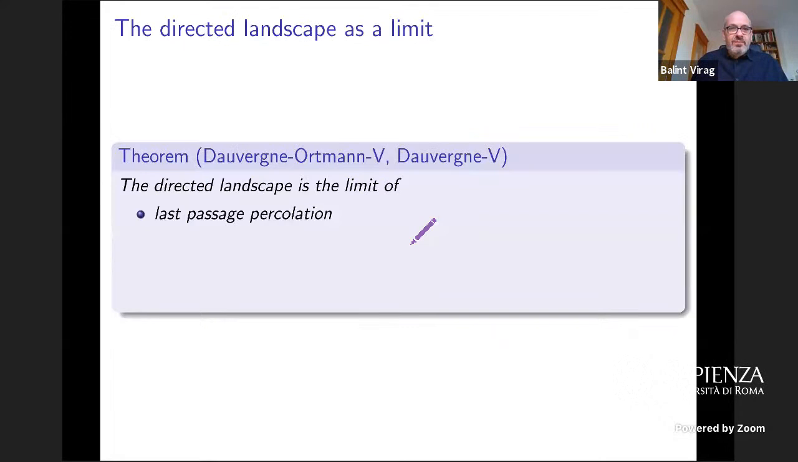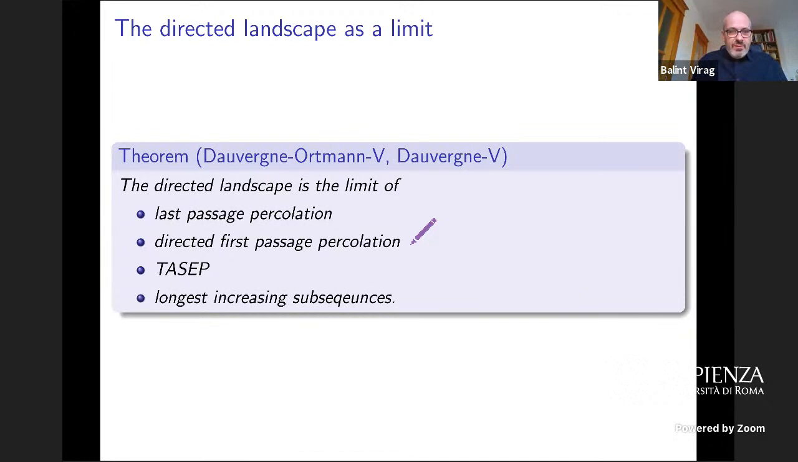Okay, so what do we know about this directed landscape? Well, it's a limit of certain last passage percolation models: exponential, geometric, some Bernoulli as well, and some directed first passage percolation models like Seppäläinen and Johansson. It's a limit of TASEP also, and again, I'm going to talk more about that, and also longest increasing subsequences, and that's going to be my next story.